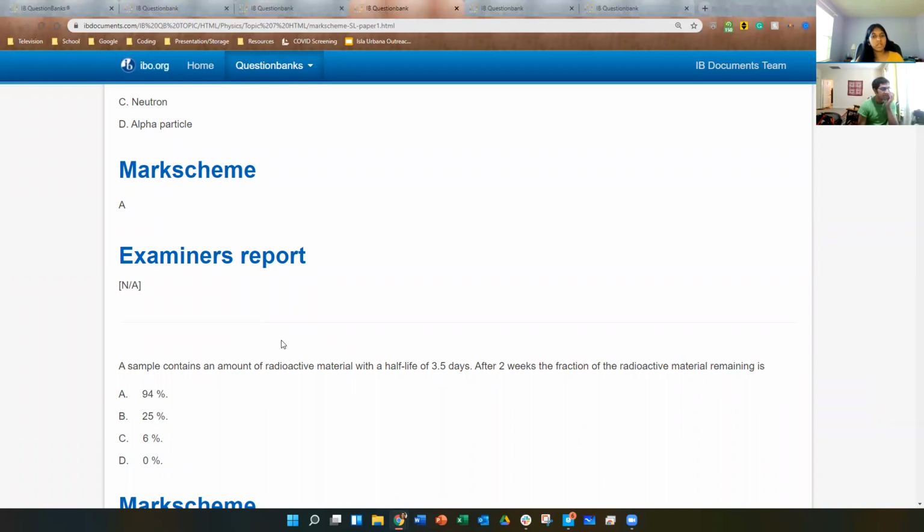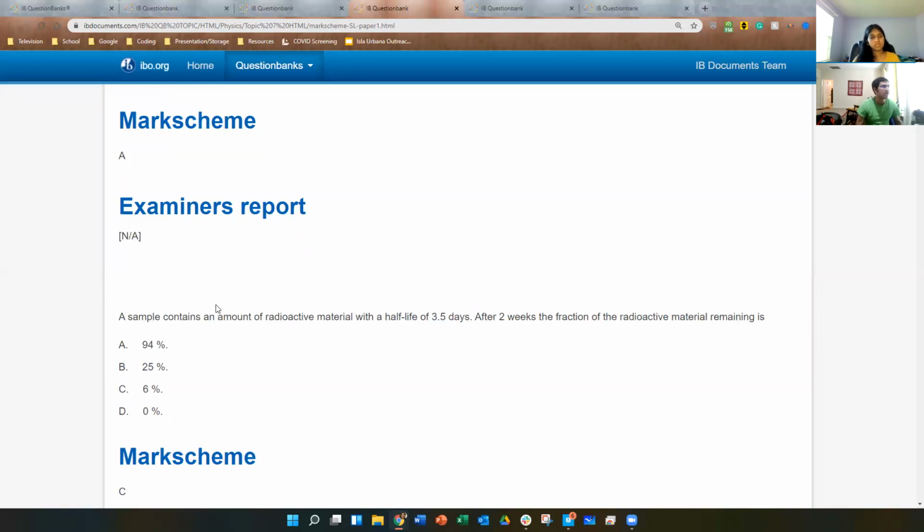Sample contains an amount of radioactive, okay, half-life 3.5 days, so 2 weeks. So 2 weeks is 4 half-lives, right? So 1 half-life gives us 50%, then 25. So C. Then 12, then 6. Yeah, 12.5, around 6, I would say, right? So C, yeah.